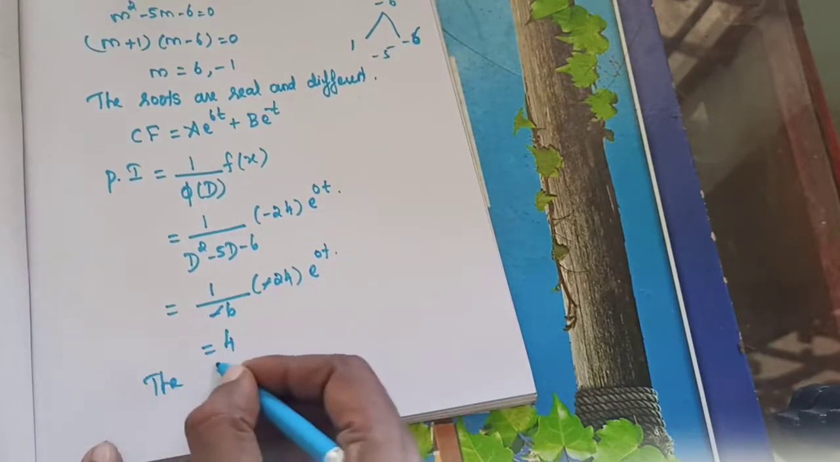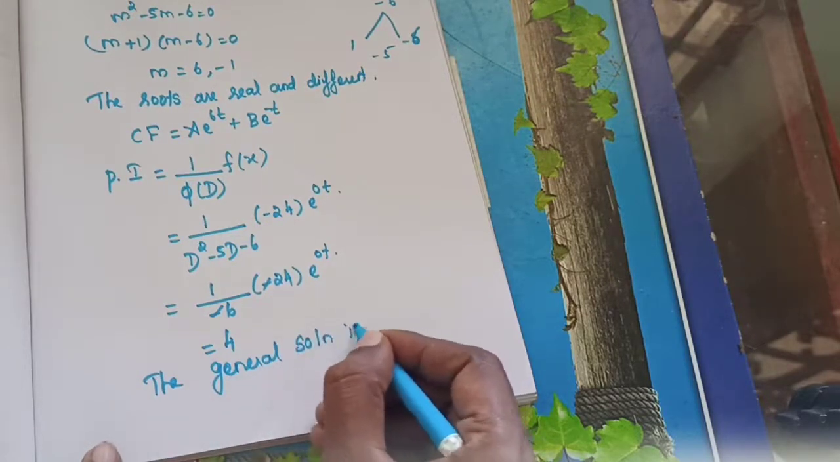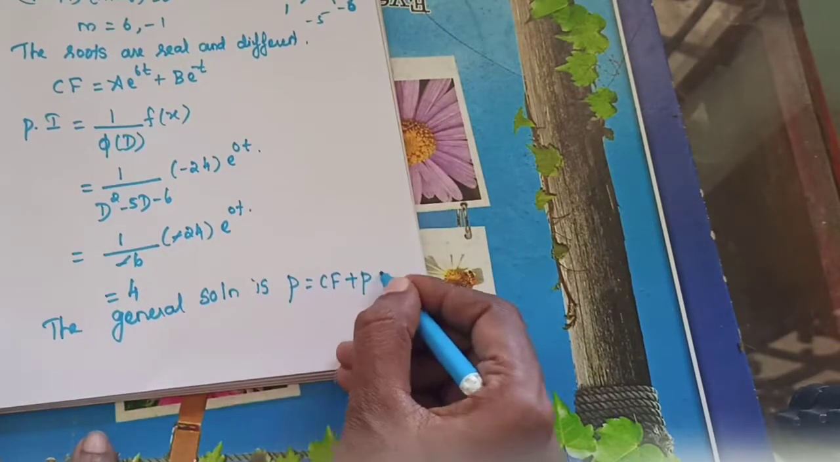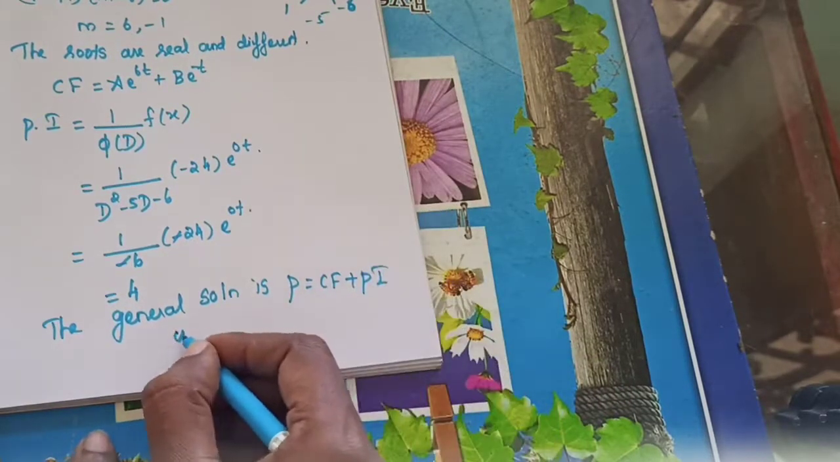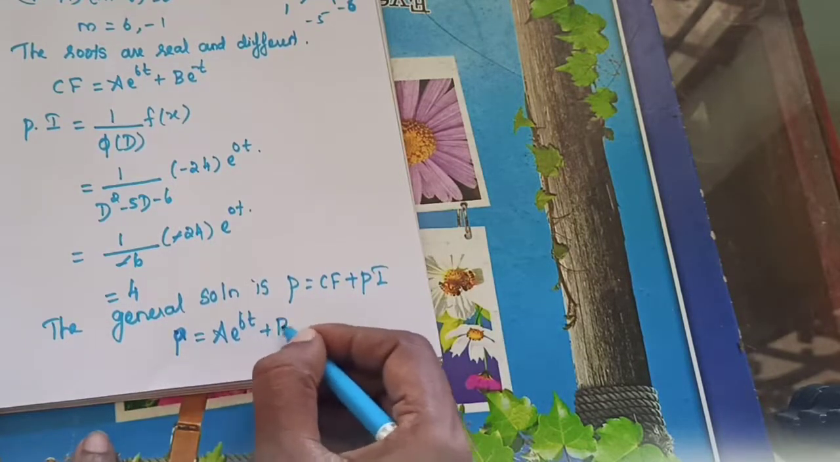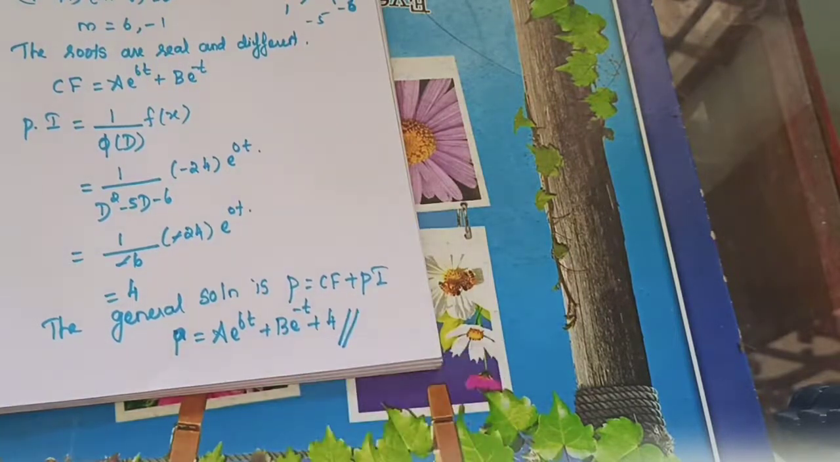So what's the general solution? P is equal to, it's not y, CF plus PF. P is equal to A e power 6t plus B e power minus t plus 4. Here it is dP by dt. Keep it in mind, dx by dt means x and t. dy by dx means y is equal to. Okay. So there are all the differences. You differentiate it and please learn it thoroughly.